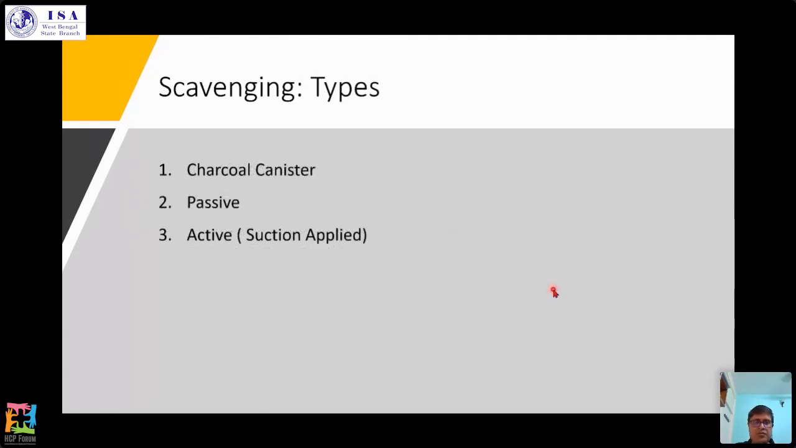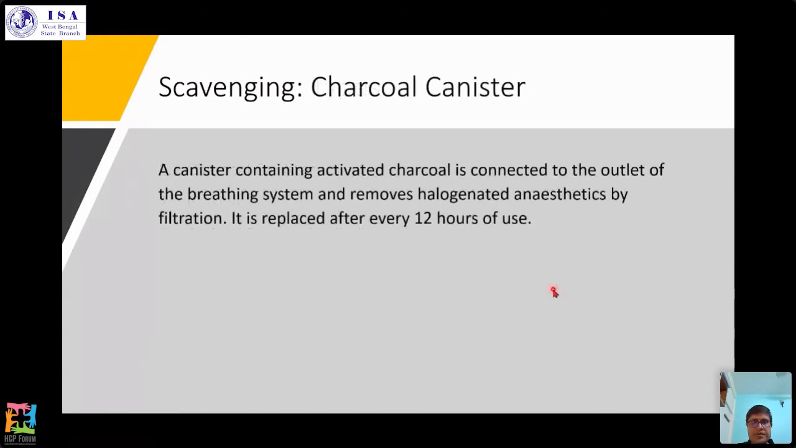Now, the types. The charcoal canister is something which I've added. The usual classical teaching is that these are either passive or active, but the charcoal canister is a possible type of scavenging system. It is a canister which contains activated charcoal and is connected to the outlet of the breathing system. It absorbs the halogenated anesthetics by filtration. It is replaced every 12 hours of use.